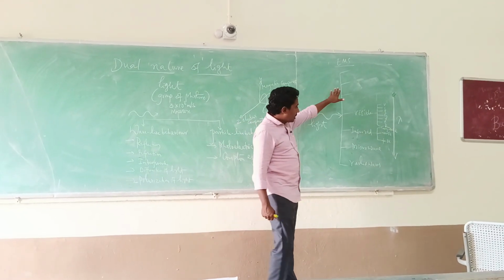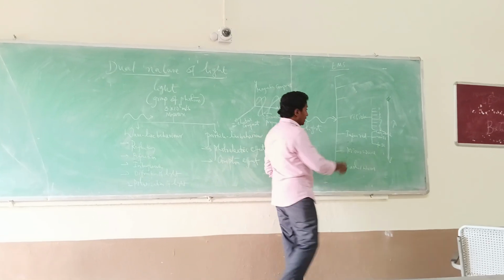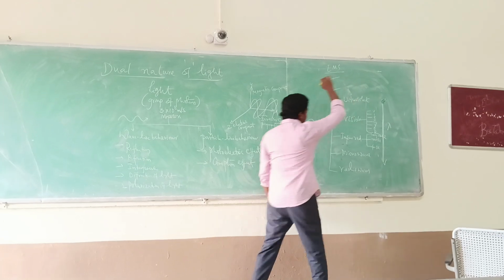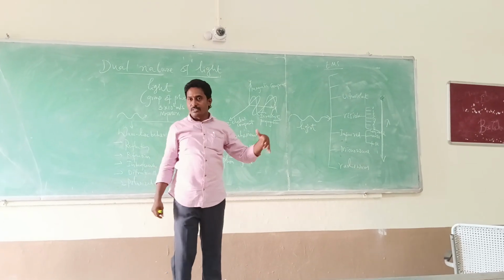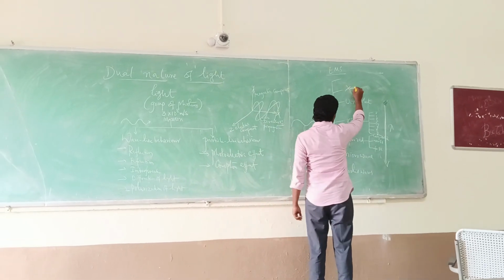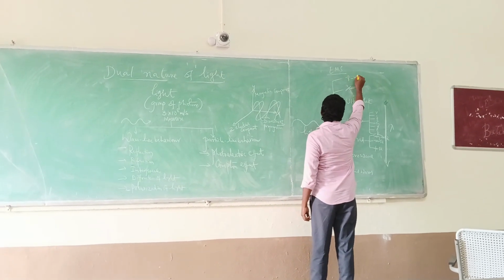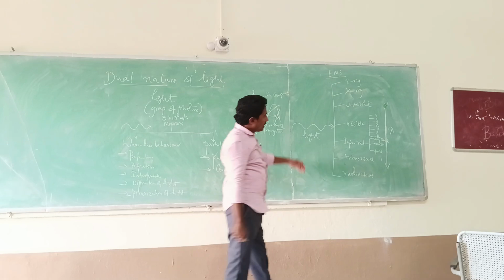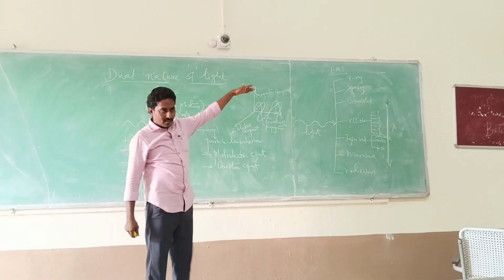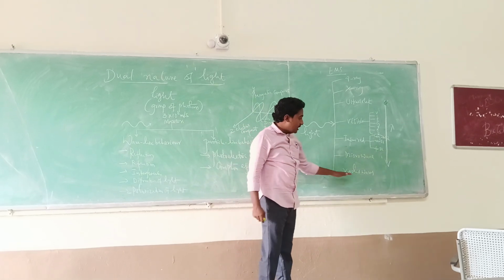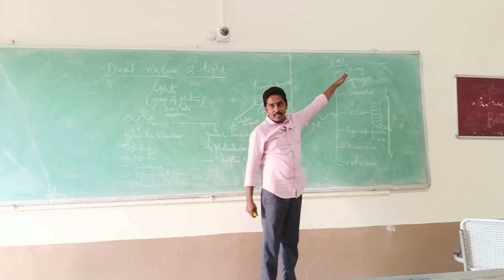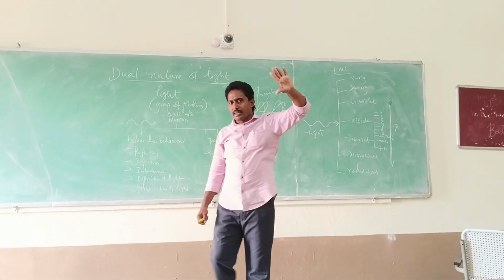The next portion of the electromagnetic spectrum is ultraviolet. The next one is the X-ray region, and the last one is the gamma ray region. The wavelength of the regions increases from top to bottom. The wavelength of the radio is much greater than the X-ray and gamma ray regions.